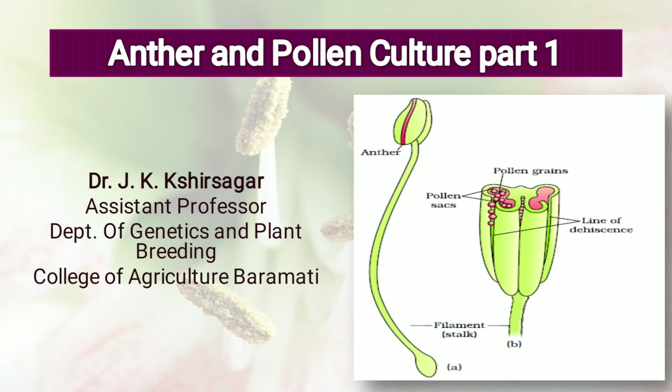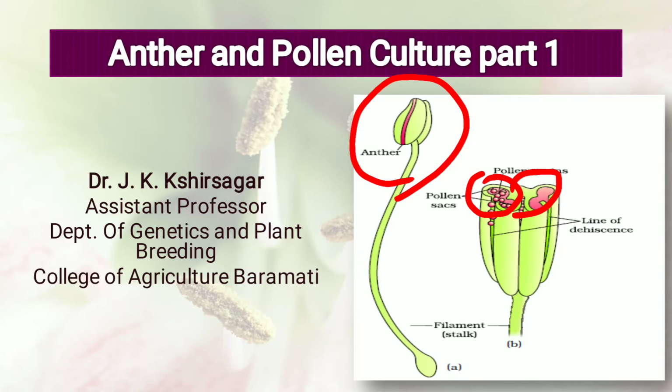What is the anther? The anther is the male reproductive part. A typical anther cross section shows two anther lobes, and each lobe possesses two pollen sacs.